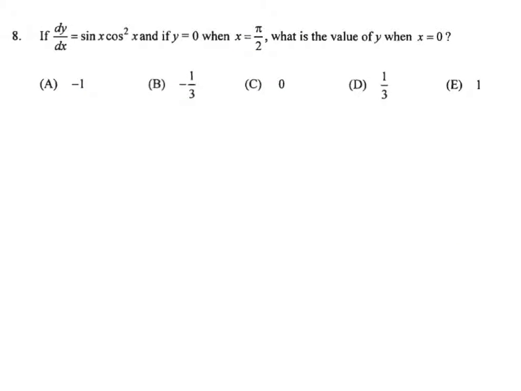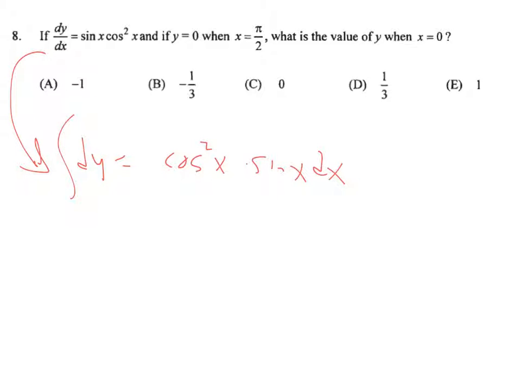Alright, so there's two ways to do this problem. One way is to look at this differential equation and just kind of eyeball its antiderivative. So you look at this and you say, well, if y prime equals that, it's hard to do u substitution, but actually you could say dy is equal to cosine squared of x times the sine of x dx. I guess you could integrate both sides.